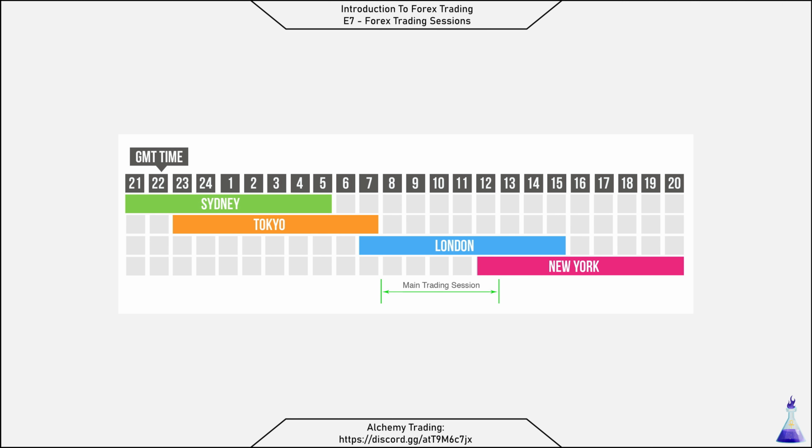Now I'm going to display an image on screen which shows when in GMT time different sessions will start and finish. So you can see we have Sydney and Tokyo, which is generally considered Asia, and then we have London and New York. Now, despite the fact that there's peak volatility in that London-New York crossover, you can become profitable trading at any point of the day as long as you put the work in to backtest and understand your edge in the market at that time.